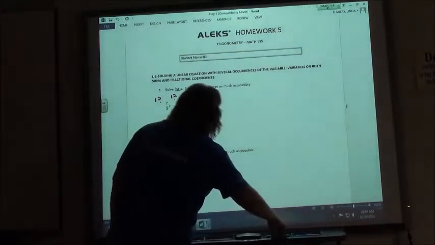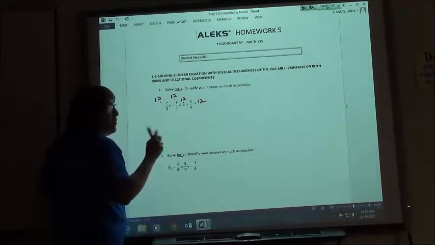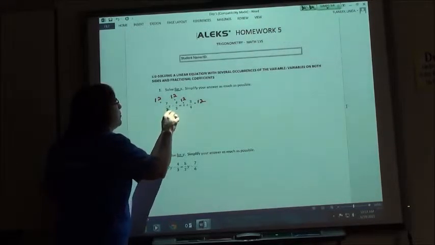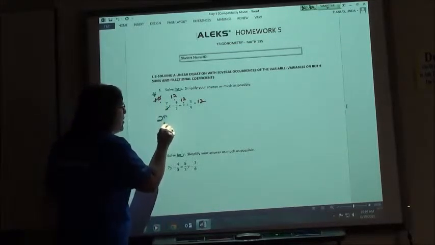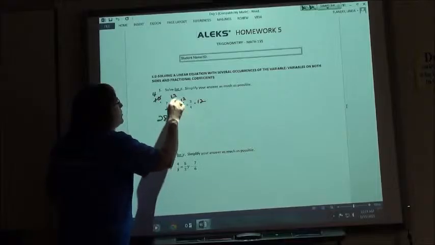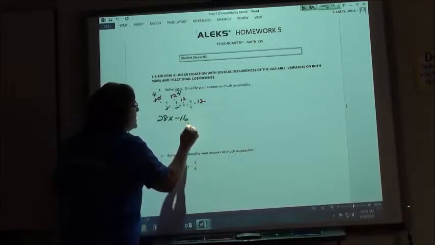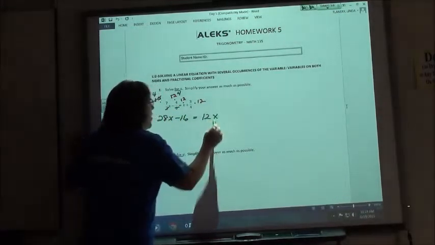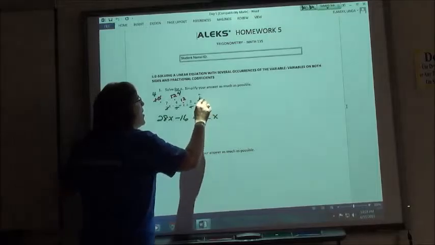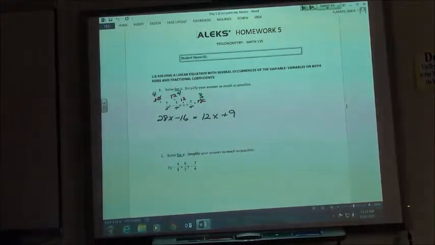The ones with the fractions, I'm going to do some canceling. These should all go in evenly, otherwise you have the wrong common denominator. 3 goes into 12 4 times. 4 times 7x would be 28x. 3 goes into 12 4 times. 4 times negative 4 is minus 16 equals 12 times x, 12x, and 4 goes into 12, 3 times, 3 times 3 is plus 9. I now have gotten rid of my fractions.